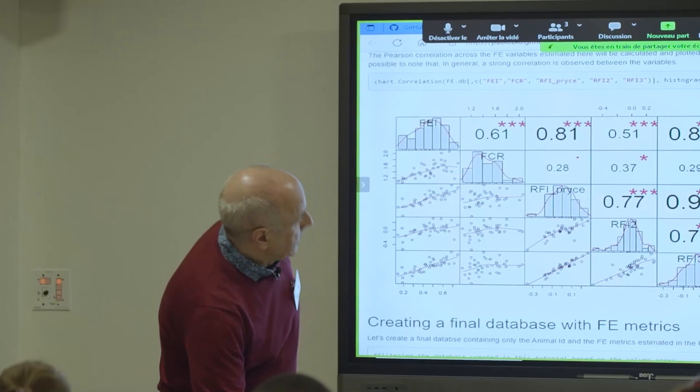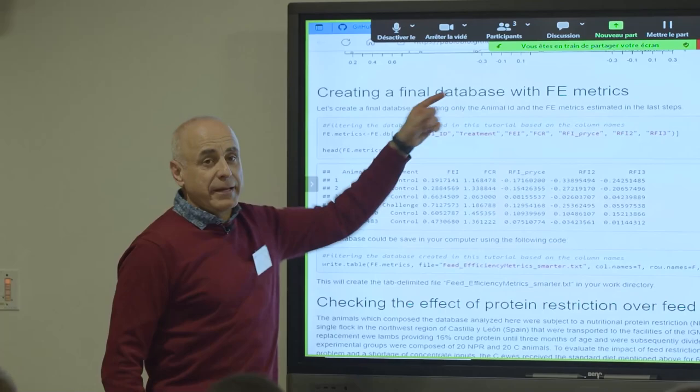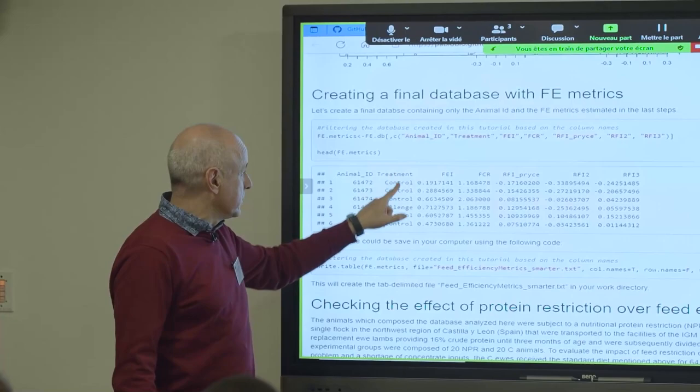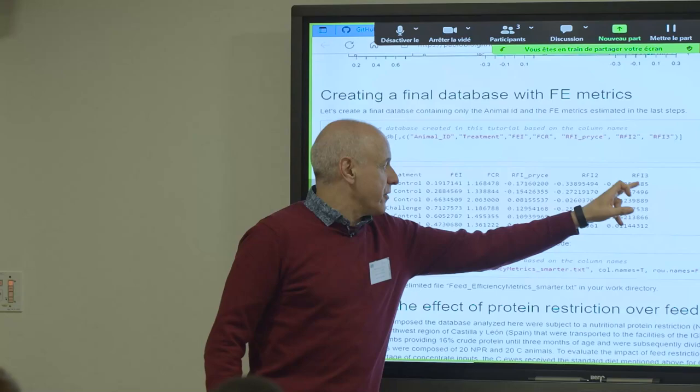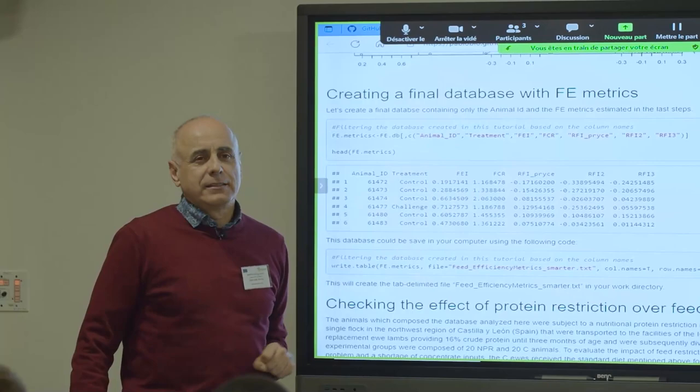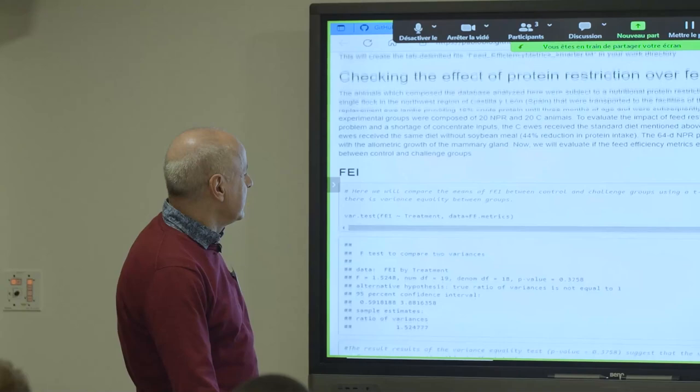Finally, we have the database including the feed efficiency index. We have the animals, we have the treatment, and now the things that we are searching for: the feed efficiency index, feed conversion ratio, and the three RFIs, the one, the two, and the three. Now we have defined it. Here you have the data, and just one extra thing. We have put two extras just for fun.